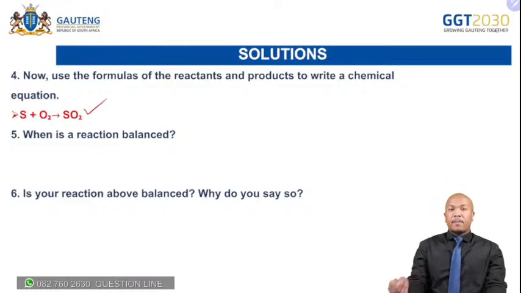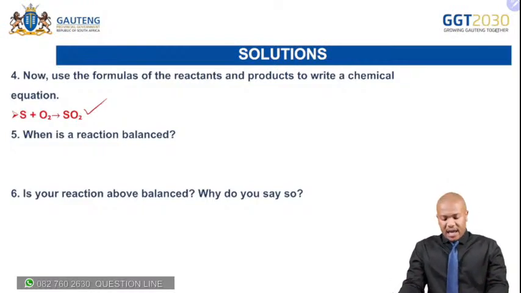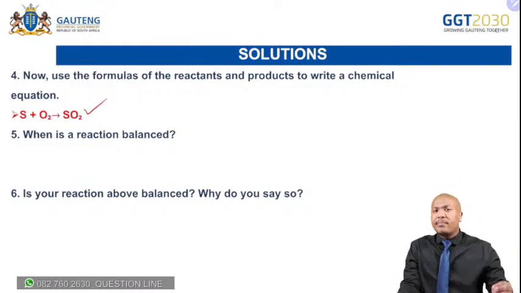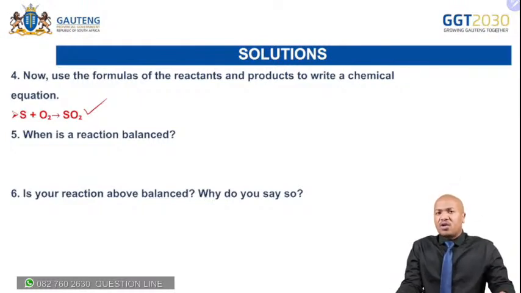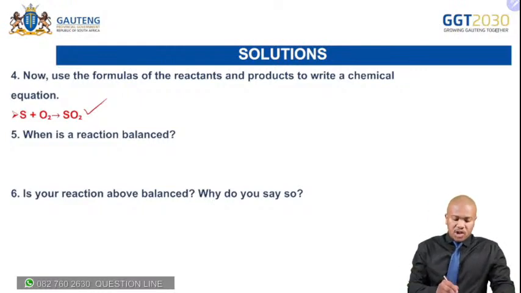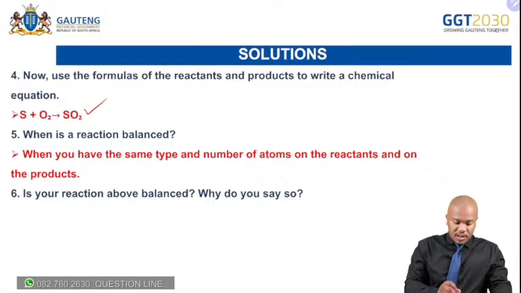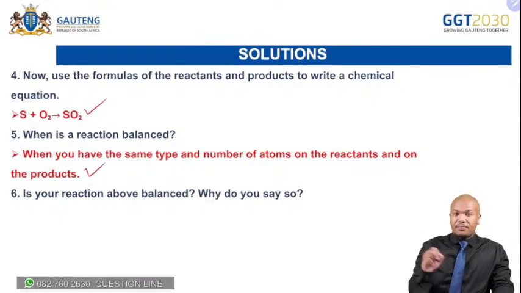Now number 5. When is a reaction balanced? Remember we talked about balancing of equations. So when is a reaction balanced? It is balanced when you have the same number and types of atoms on the reactants side and also on the product side. Let's read our statement there. It says, when you have the same type and number of atoms on the reactants and on the products side.